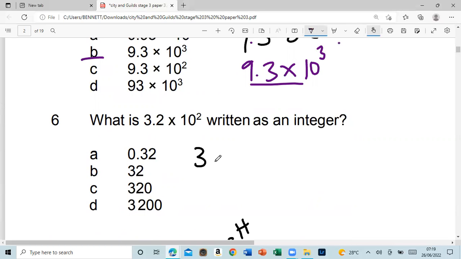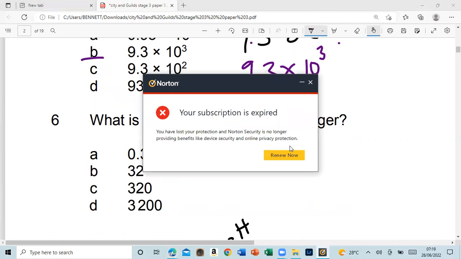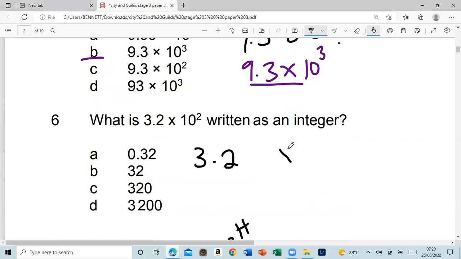What is 3.2 times 10 to the 2? What it means is we are supposed to move the decimal. Once it's multiplying by 10, or dividing by 10 or 100, 10 to the 2 is 100, right? So it means that when it's positive, it must move to our right. All right, so move 2 places because it's 2 zeros. So move 1, 2. So that would leave us with 320. So that's C.